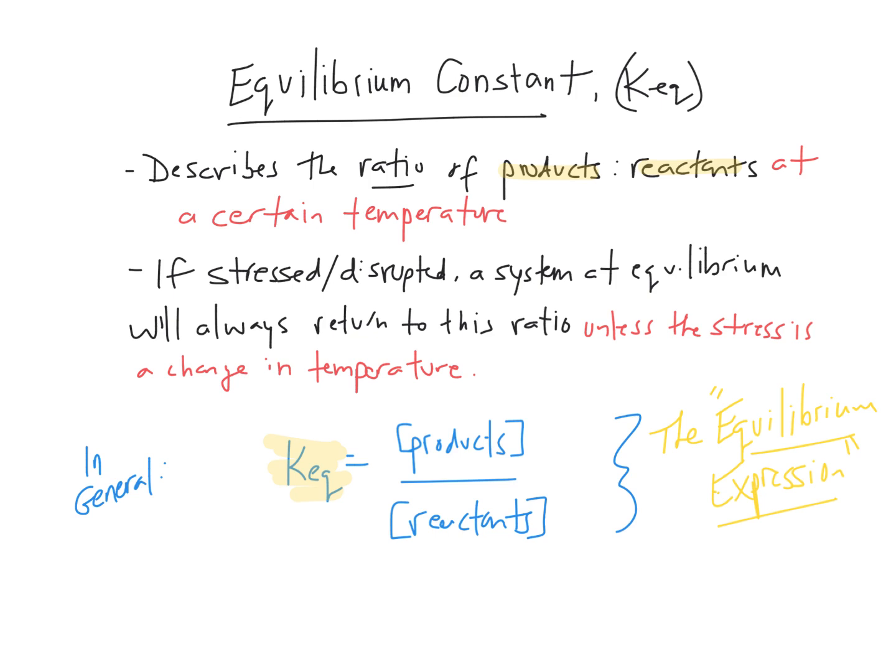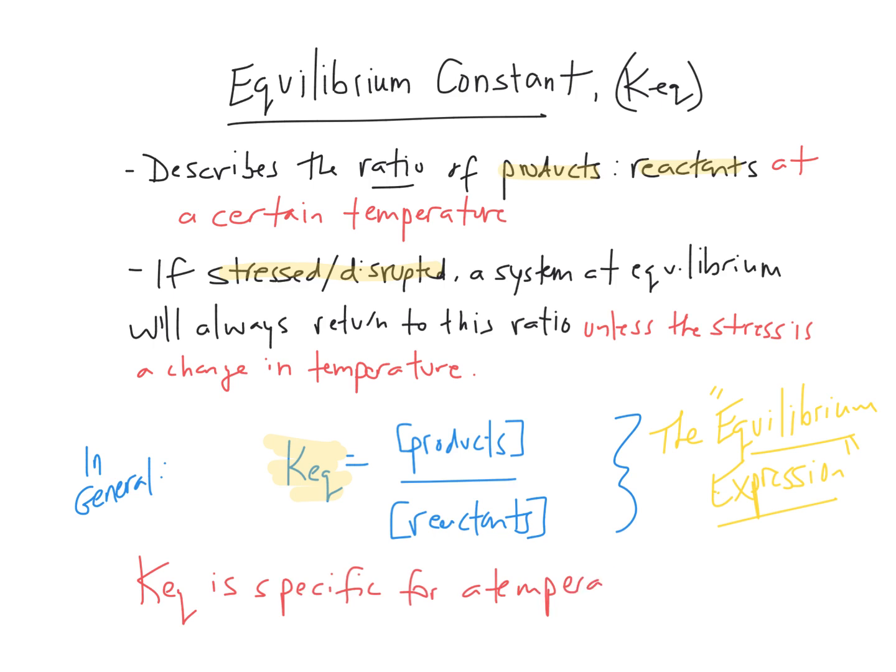If the system is stressed or disrupted, the system will return to this ratio when it reestablishes equilibrium, unless that stress is a change in temperature. So one thing I'm trying to stress right off the top here is that the equilibrium constant KEQ is specific for a specific temperature. It's specific for a temperature.